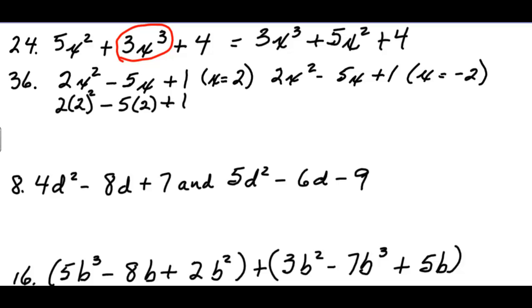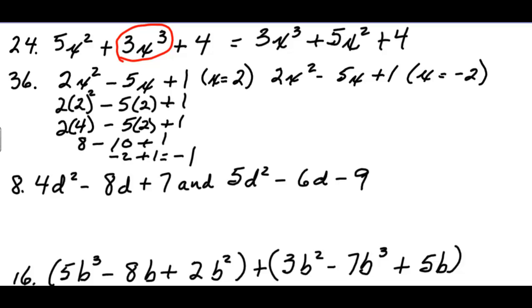Then, because there's a power, you have to take and square the 2. That becomes 4 times 2 plus 1. Now you multiply across, so you get 8 minus 10 plus 1. 8 minus 10 makes it a negative 2 plus 1, and that then becomes negative 1.